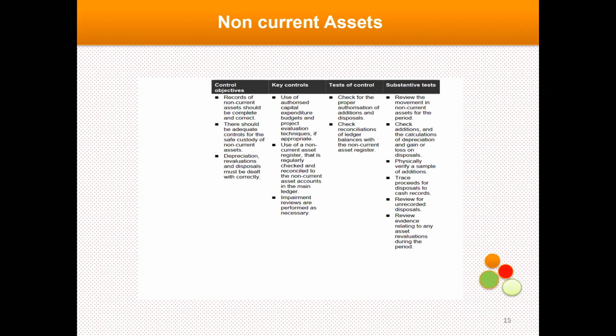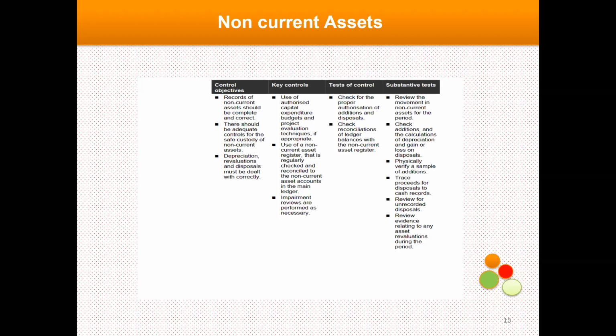In substantive testing, one, you can review the movement in non-current assets. What do we mean by movement in non-current assets? This is where the additions and disposals come in. Check additions. You check the calculation for depreciation.